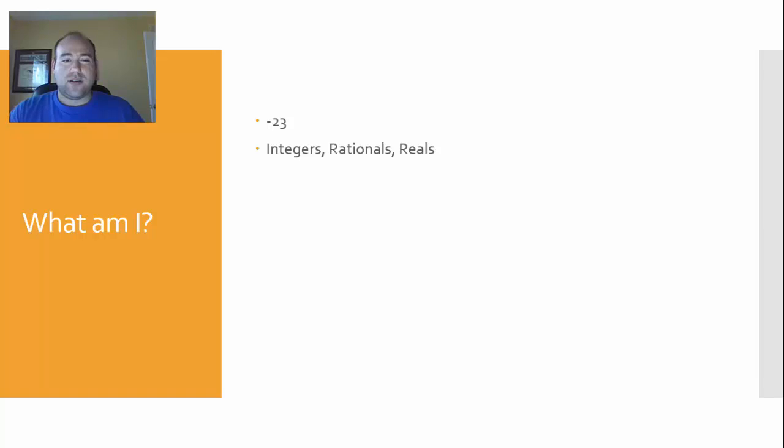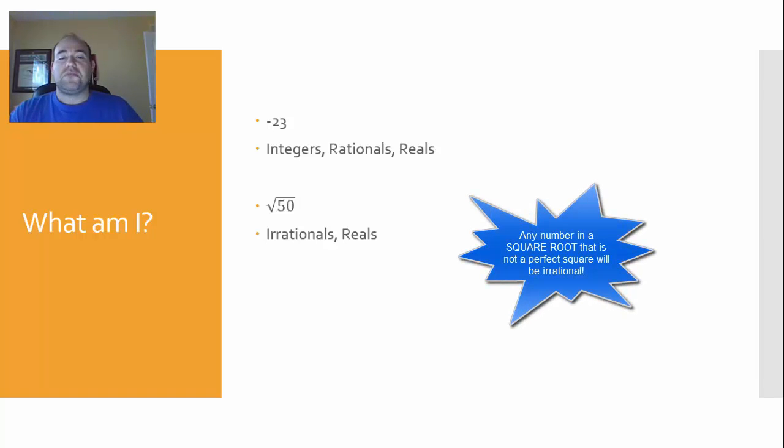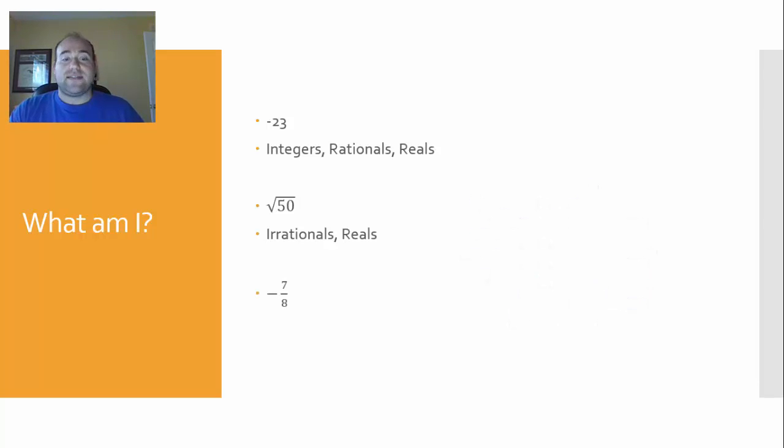All right, let's look at the next example. The square root of 50. Okay, so that is an irrational number, because the square root of 50, if you put it in your calculator, you won't get a terminating decimal. Basically, anything that's not a perfect square is going to be an irrational number. And then again, a real. Everything's a real. All right, last example, negative 7/8.